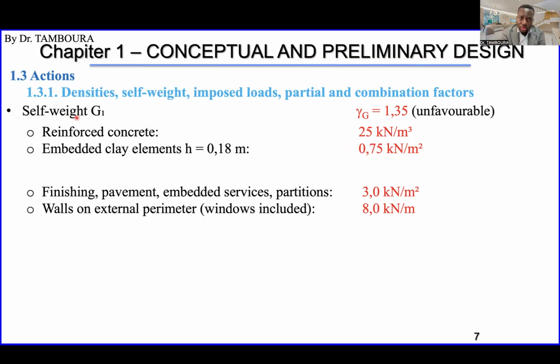Self-weight is a permanent load, category J1. And we have what we call category J2. Okay, permanent load, category J2, but finishing, pavement, embedded services, and partition. Okay, these are also permanent loads, but as you can see, the values are not that large.